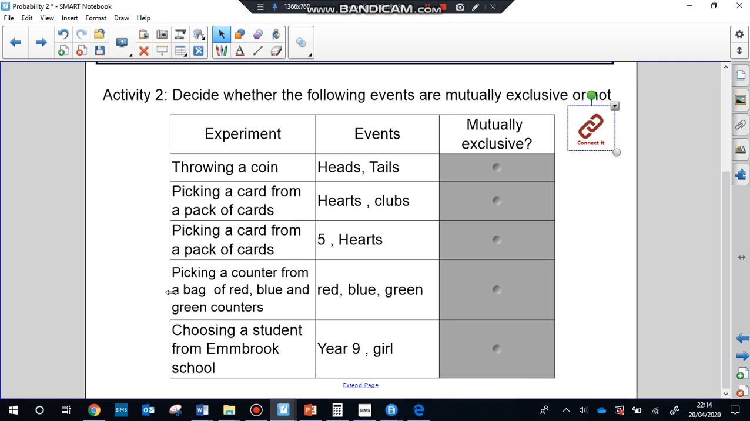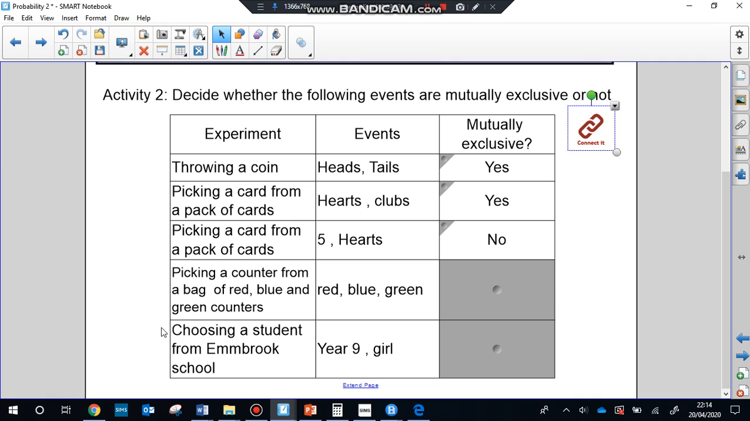So, when I'm throwing a coin, are heads and tails mutually exclusive? If I'm throwing one coin, can I get a head and a tail at the same time? I can't, so they are mutually exclusive. If I'm picking a card, can I get hearts and clubs at the same time? No, so yes, they are mutually exclusive. Can I get a 5 and hearts at the same time? Well, I can get the 5 of hearts, so these are not mutually exclusive.